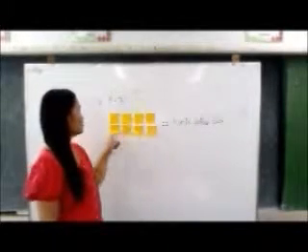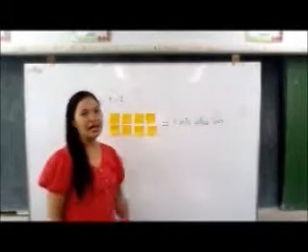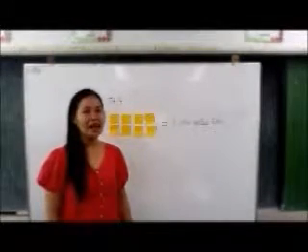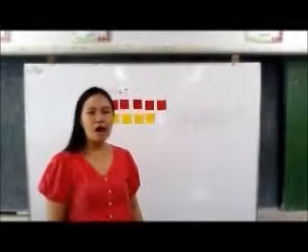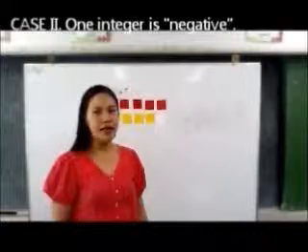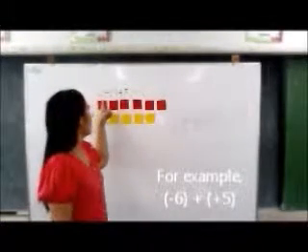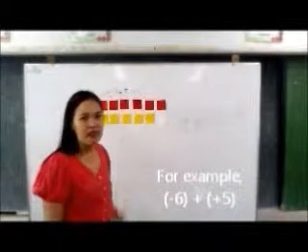1, 2, 3, 4, 5, 6, 7, 8 equals 8 unit tiles. So there are 8 tiles all in all. Now let's proceed to case 2. When one integer has a negative sign and the other is positive. Example, negative 6 plus 5.